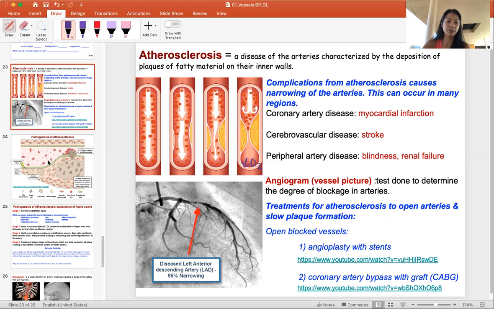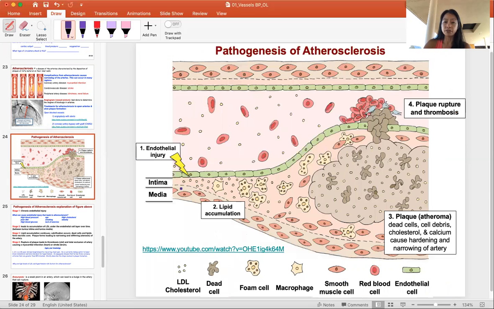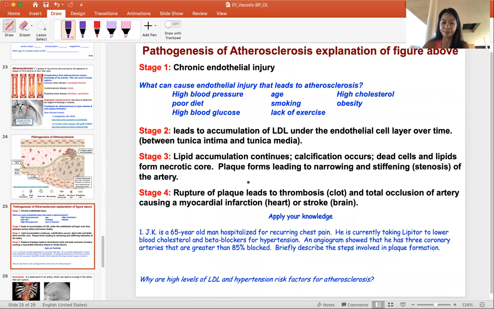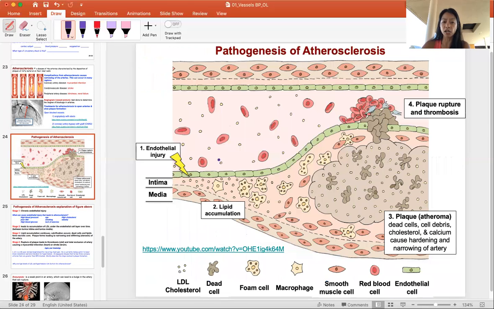Okay, so I want you to think about those things. And I also want you to understand the steps to form atherosclerosis. Again, this is the picture and the steps that go along with it, okay? So first off, step one for plaque to form is that there has to be endothelial injury.